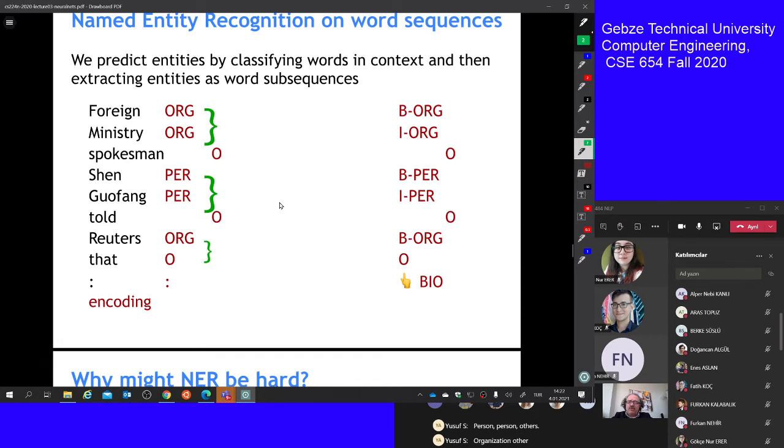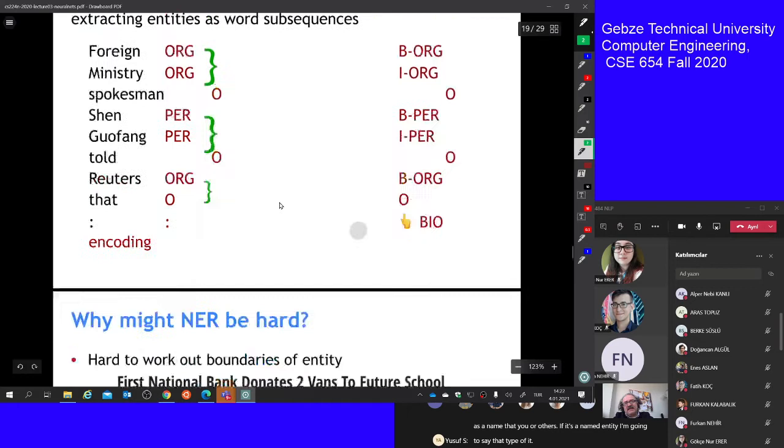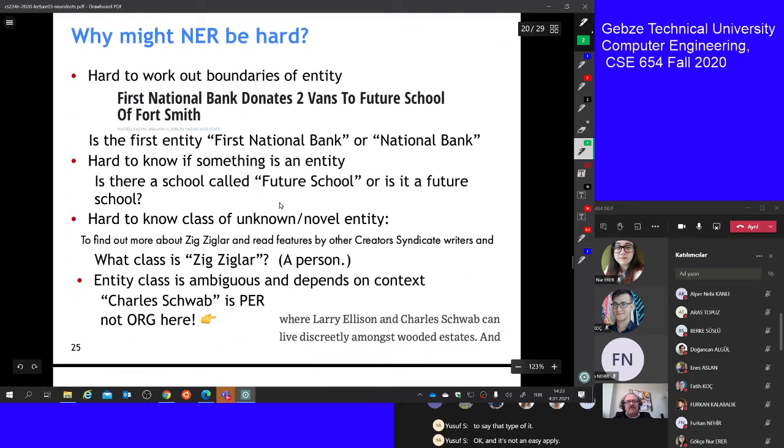So I am going to classify each word as a named entity or other. If it's a named entity, I am going to say the type of it. Okay, and it's not an easy application. Why is it not easy? It is not easy because the boundaries are kind of so blurred.